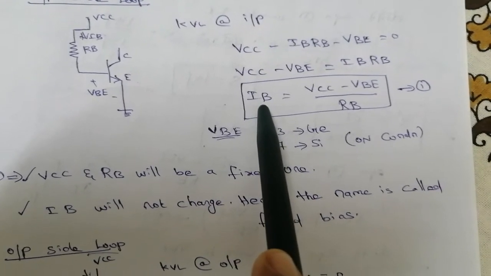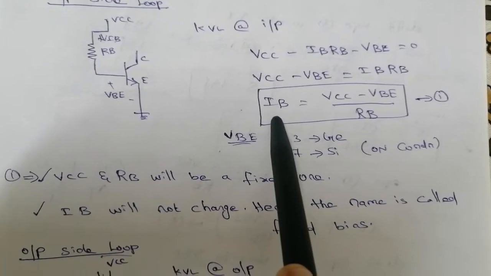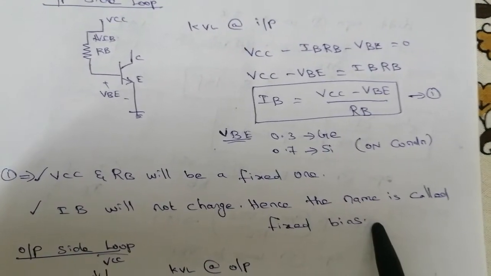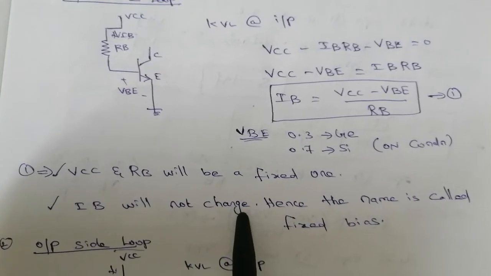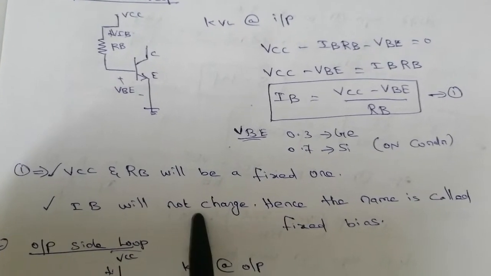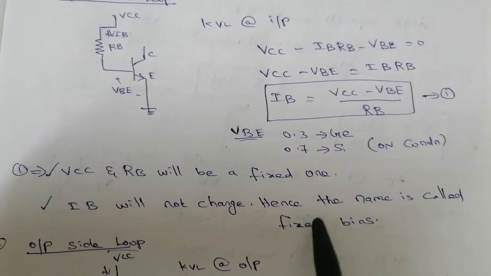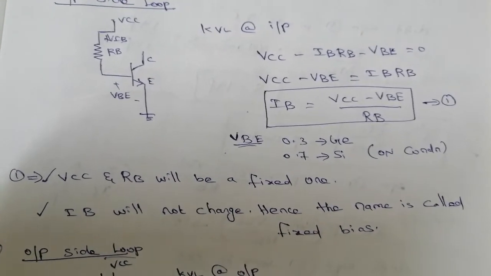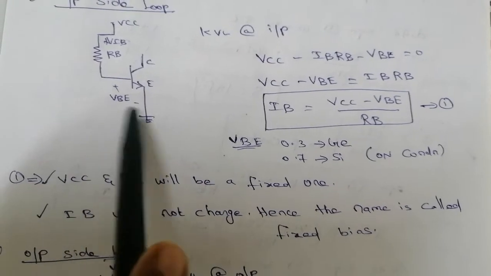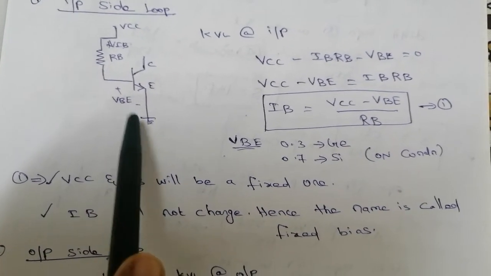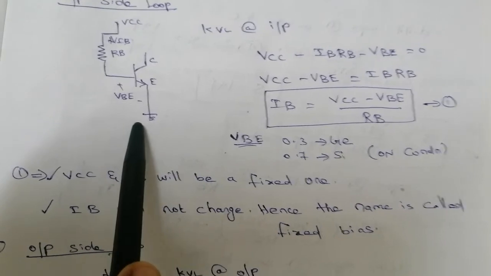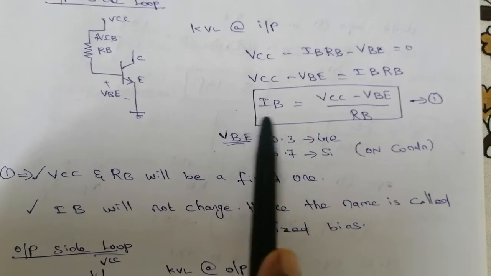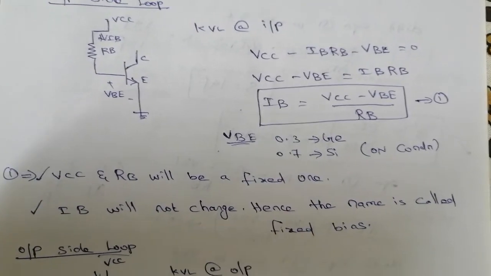If base current is constant, the collector current is also constant. That's why it's named a fixed bias, because IB will not change. IB becomes a constant one. Hence the name fixed bias. Is it clear? By using this fixed bias, how is the collector current maintained as stable? By adjusting the IB value, right?